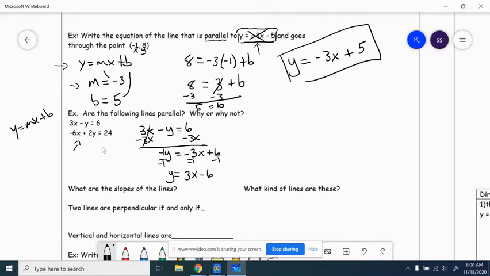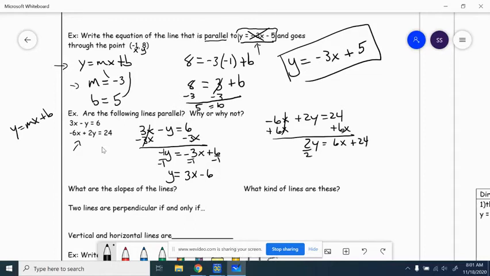Now we're going to look at this line over here. We've got negative 6x plus 2y is equal to 24. So we're going to do the same thing here. We're going to isolate this y term. So I'm going to get rid of this negative 6x by adding 6x to both sides. I'm left with 2y is equal to 6x plus 24.